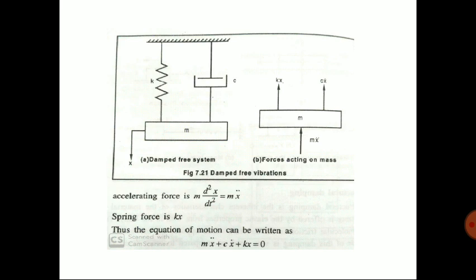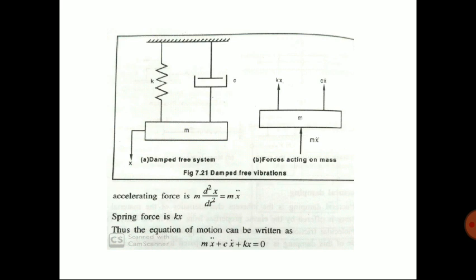You can see here the total force, the net resultant force, will be equal to 0 when it is attaining the equilibrium condition. Here m x double dot acts in the downward direction. It is not correct in the figure, where it is shown upward. It is the downward direction. m x double dot is downward, and c x dot and kx are in the upward direction.